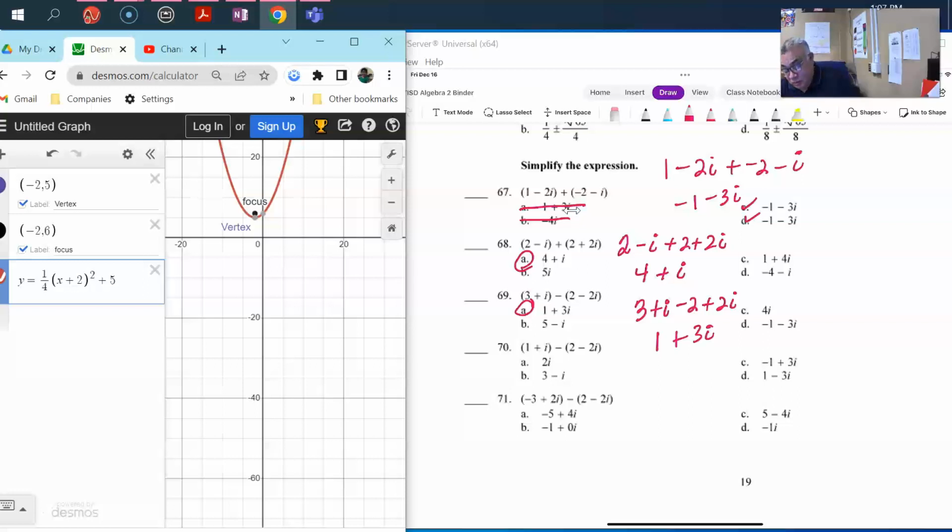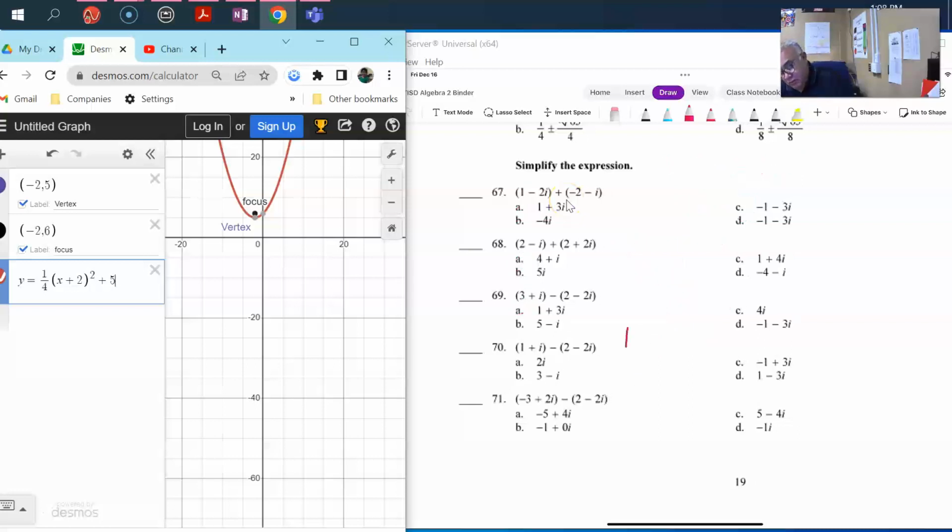So 1 minus 2, we have 1. Let me erase this here. So 70, we have 1 plus i minus 2. Now you have to distribute the negative, so negative is positive 2i. So it's -1 plus 3i. That's your answer, C.